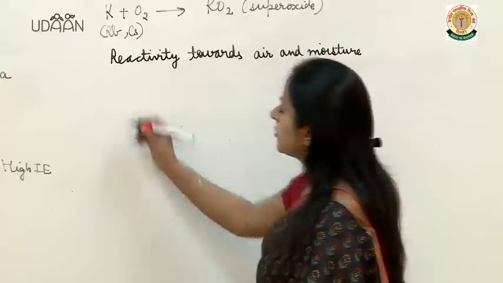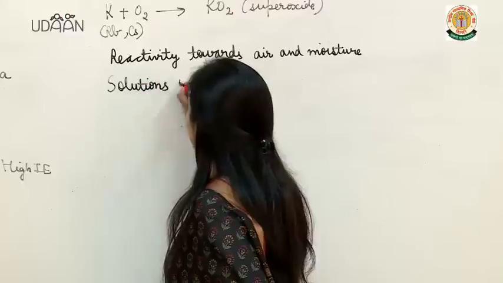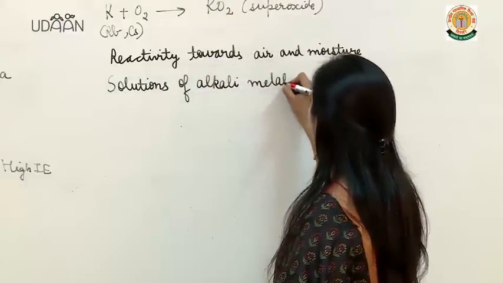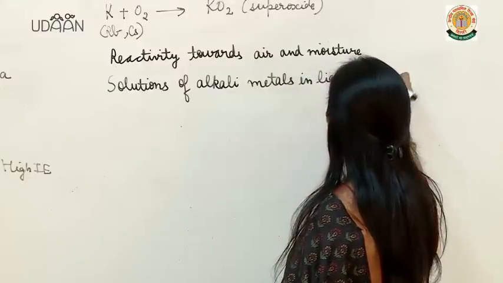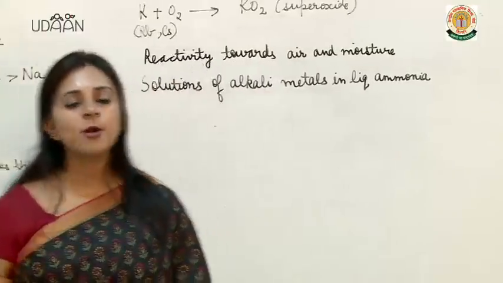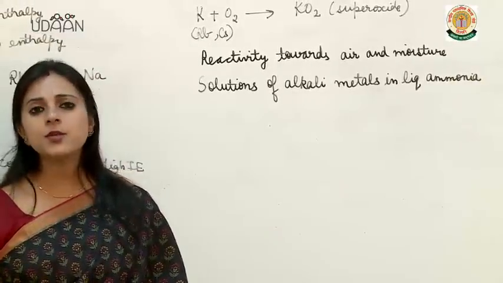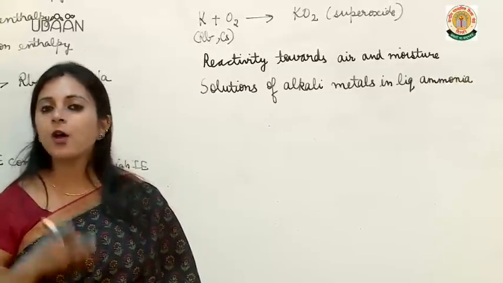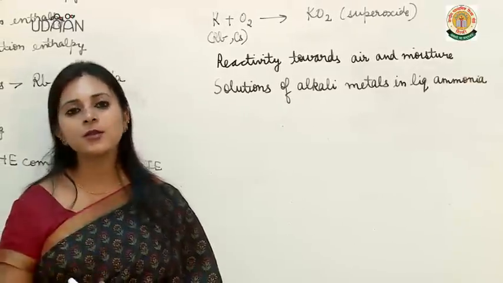Now let us come to a very important factor, that is, solutions of alkali metals in liquid ammonia. When alkali metals are dissolved in liquid ammonia, we get a very strongly conducting solution which is blue in color and which is paramagnetic. And this solution is conducting in nature. Now why does it conduct electricity? From where does this blue color come, and why is it paramagnetic?